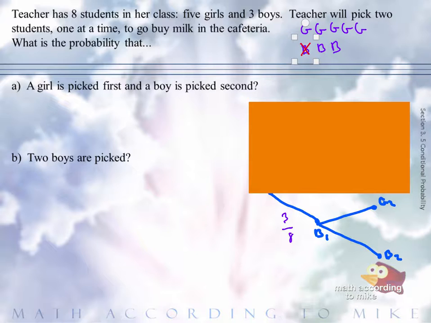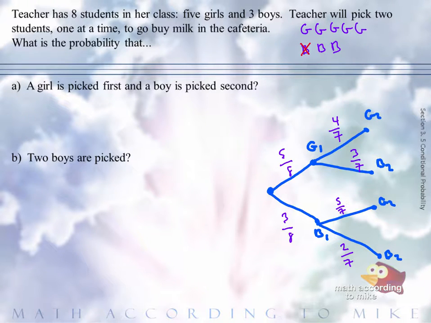So now, looking at a boy being picked first, how many are still girls? 5 out of how many kids total? 7. And how many are still boys? 2 out of how many kids total? 7. And just as we had previously, notice 4/7 and 3/7 is 1, and 5/7 and 2/7 is 1. So we've accounted for all possible scenarios.